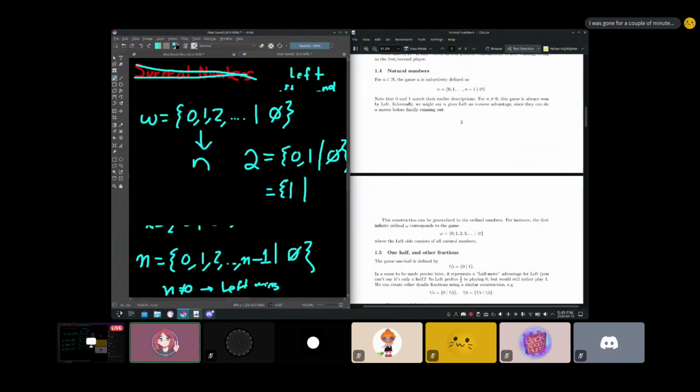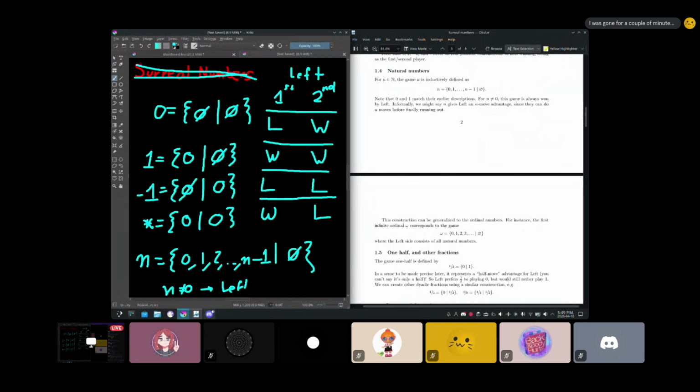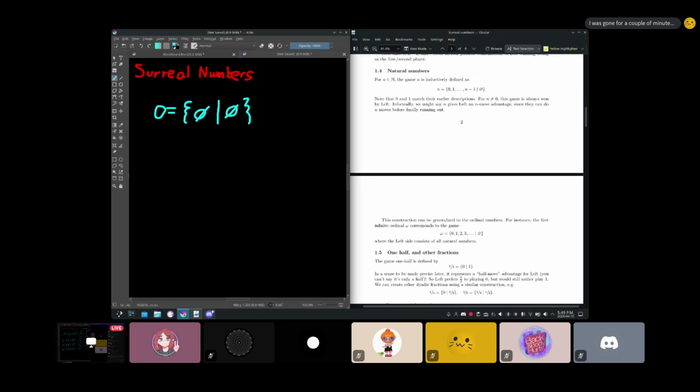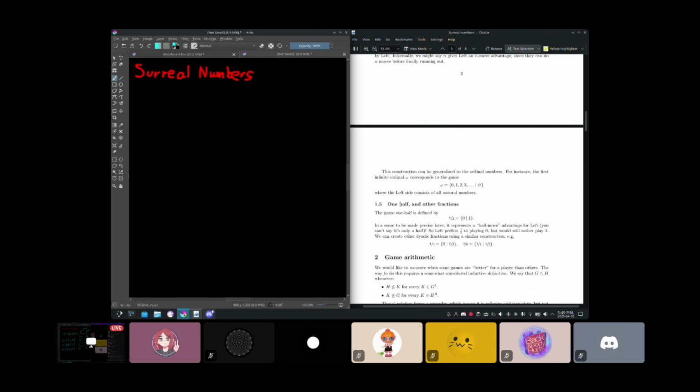So, let me undo all of this. One last example, just so we get an idea of what kinds of games there are out there: 1/2. What's 1/2? I just told you that, for instance, the game 5 corresponds to a 5 move advantage for left. What's 1/2? It's a half move advantage. You can't say it's only 1/2, you know?